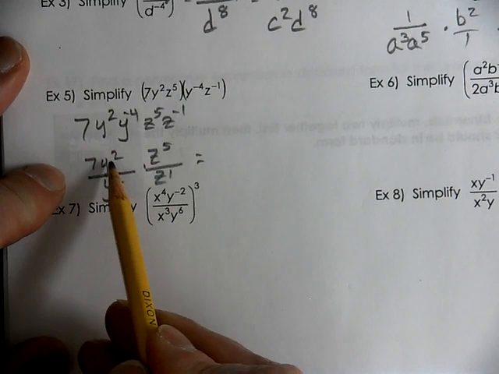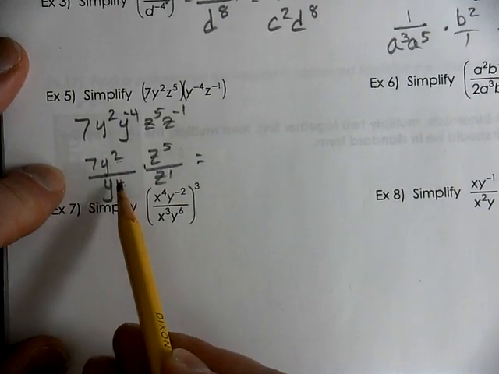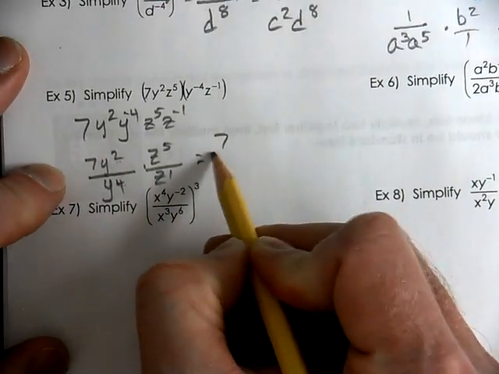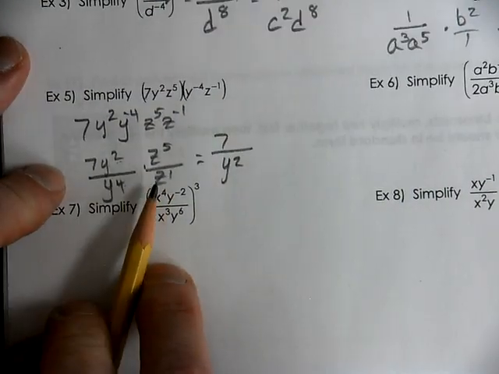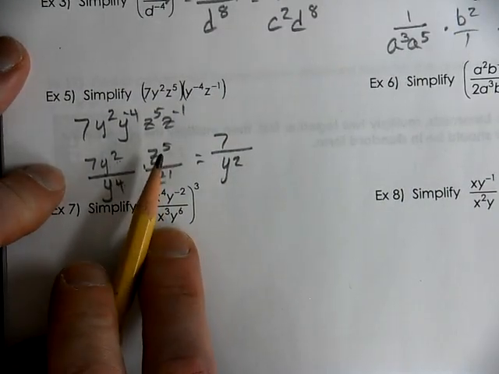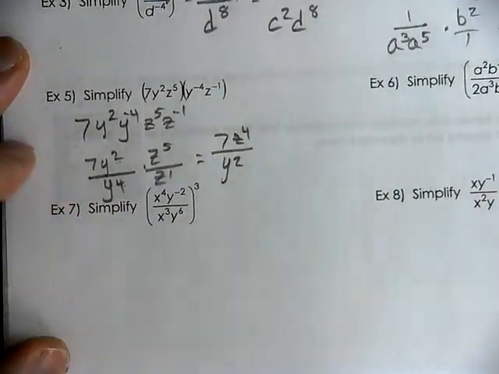Now I notice that I have y's on top and bottom. I have more y's on bottom than I have on top. I have 2 more y's on bottom than I have on top. Z's, I have z's on top and bottom. I have 4 more on top than I have on bottom. So I have z to the 4th.